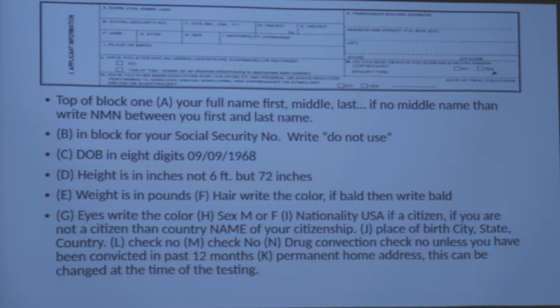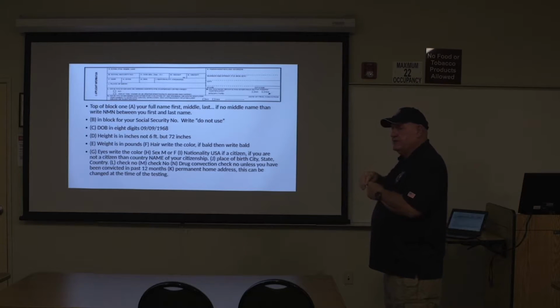For your date of birth, everything is in 8 digits. So, 09/09/1968. Your height is in inches, not in feet. So if you're 6 feet tall, 72 inches. Your weight is in pounds, we don't work in kilos.